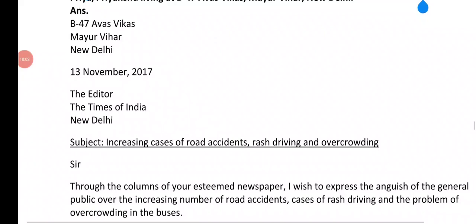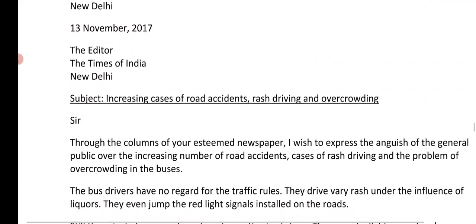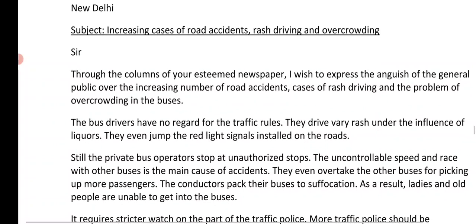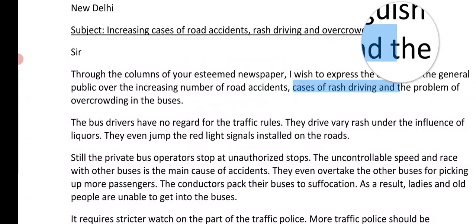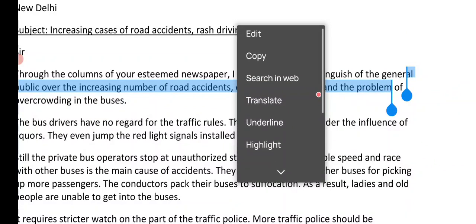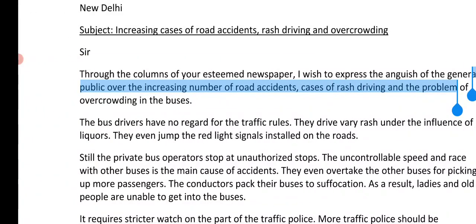So sender's address, date, receiver's address, subject, then your salutation, and then through the columns of your esteemed newspaper, I wish to express the anguish of the general public over the increasing number of road accident cases of rash driving and the problem of overcrowding in buses. So no matter what the type of letter is, you have to include an introductory paragraph where you will introduce your problem.